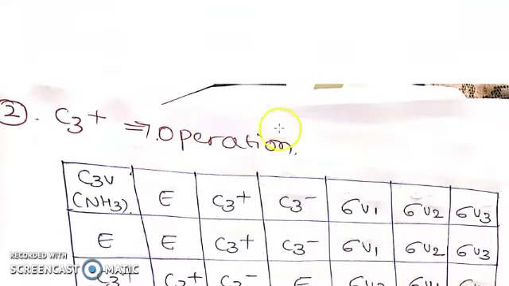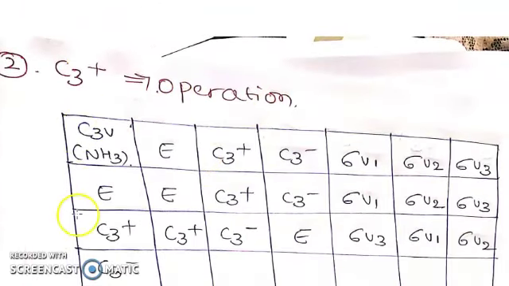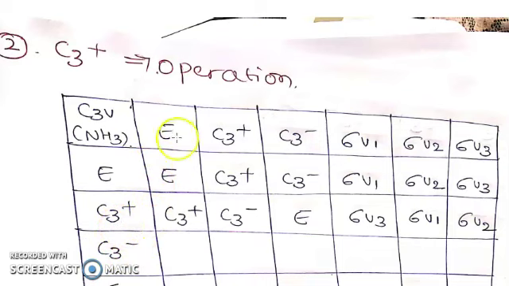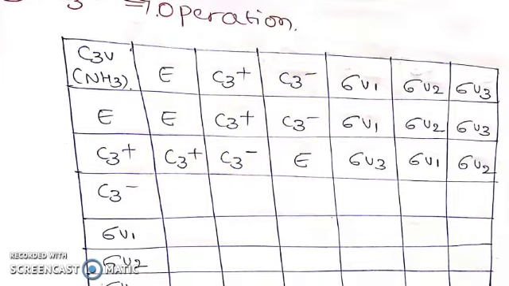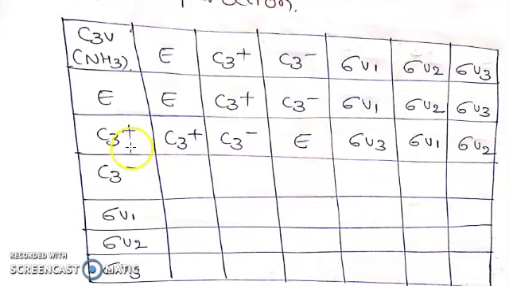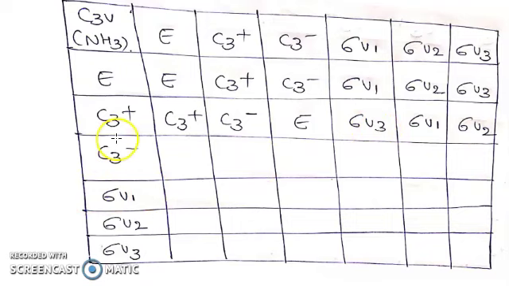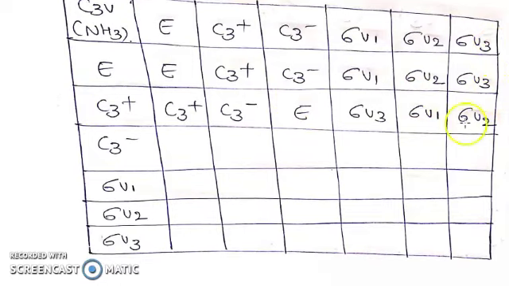From this, it is clear that the C3+ operation gives: C3+ into E is C3+, C3+ into C3+ is C3-, C3+ into C3- is E, C3+ into sigma V1 is sigma V3, C3+ into sigma V2 is sigma V1, and C3+ into sigma V3 is sigma V2.